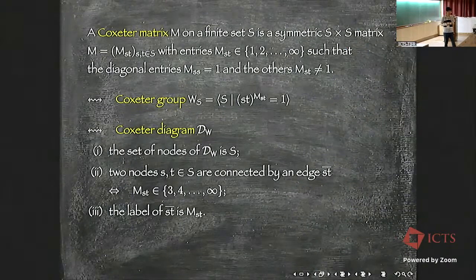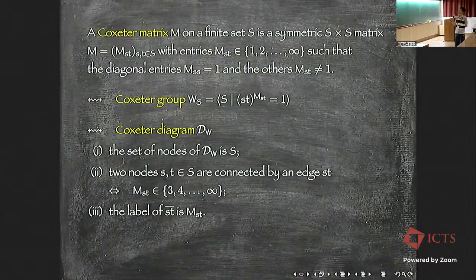So I think I need to introduce what is the Coxeter group. First of all, the Coxeter matrix is simply a symmetric matrix, where the entry is 1, 2, it can also be infinity. The diagonal entry is 1, and the off-diagonal entry is different from 1, so it can be 2 or infinity. So this is a Coxeter matrix, and whenever you have a Coxeter matrix, you can build a group which is called the Coxeter group.